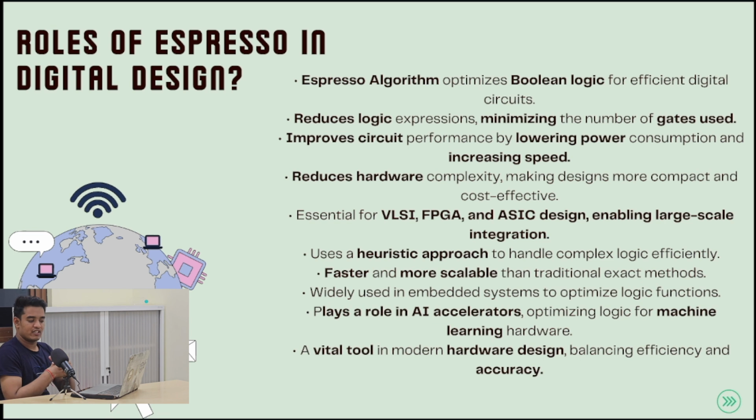It is faster and more scalable than exact methods. Widely used in embedded systems, it plays a role in accelerating things, like being an AI accelerator to optimize logic for machine learning hardware. In short, I would like to say that Espresso is a vital tool in modern hardware design. It also maintains accuracy while balancing efficiency.